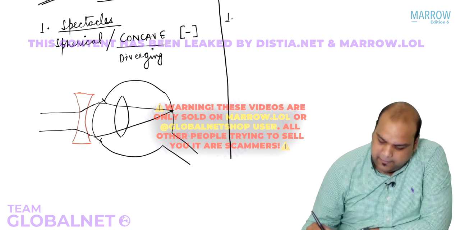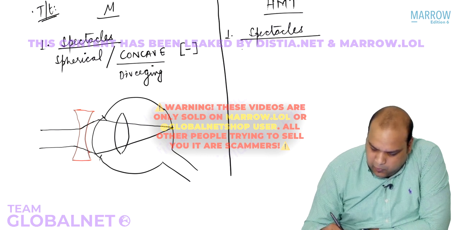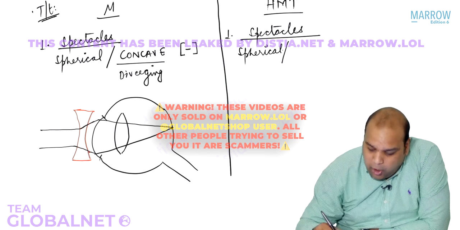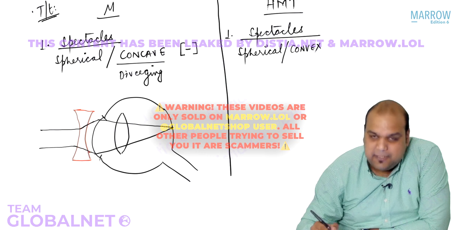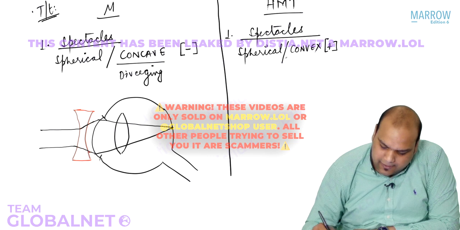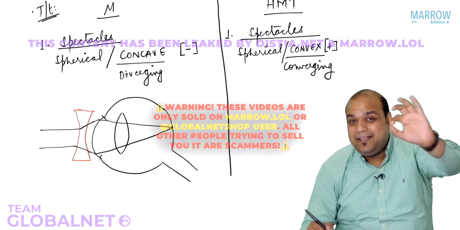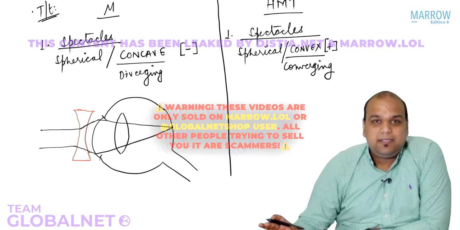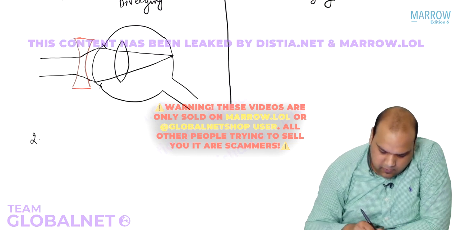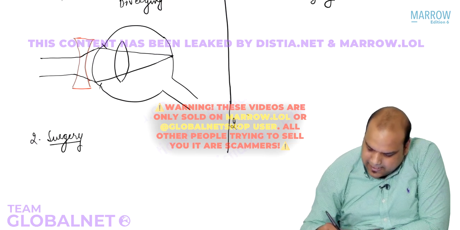Now, what will be the treatment of hypermetropia, everybody? Again, obviously, spectacles. Again, spherical, because this is also a spherical refractive error. But instead of concave, it will become convex, because now the image was forming behind the retina, so I need to converge it more. Converging lenses, convex lenses or plus lenses. The power of the eye is less, so I need to increase the power. I hope we are clear about this. No confusion about the spectacles at least. Now, secondly, obviously we can do surgeries for both myopia as well as hypermetropia.